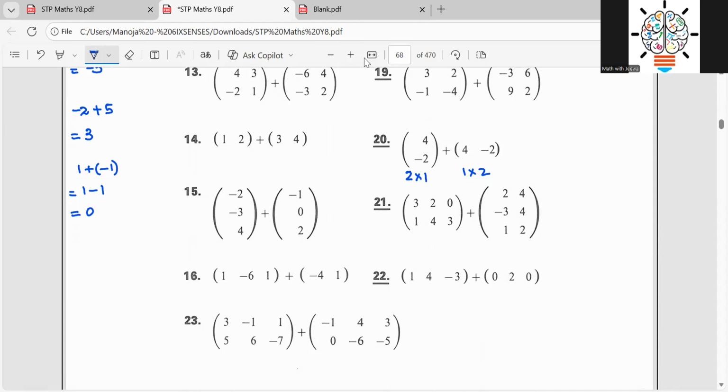Now we'll move to question number 15. For question number 15, the same size. So then we can write negative 2, add negative 1. And then you write negative 2, negative 1. The answer is negative 3. Then you write negative 3. And then negative 3, add 0. That is negative 3. Then negative 3. Then you add 4 plus 2. It is 6. And you write 6 here.